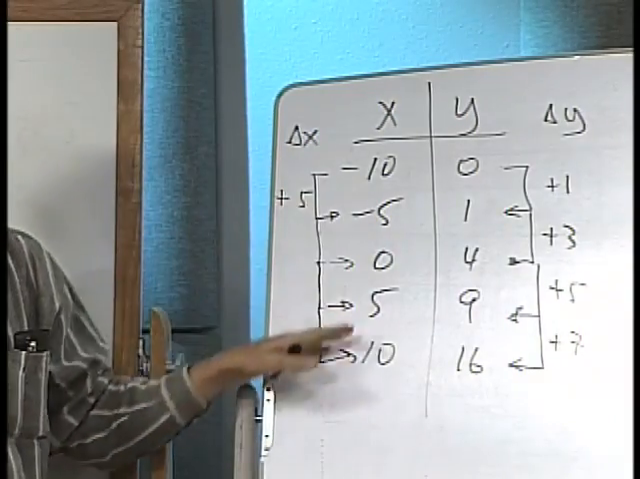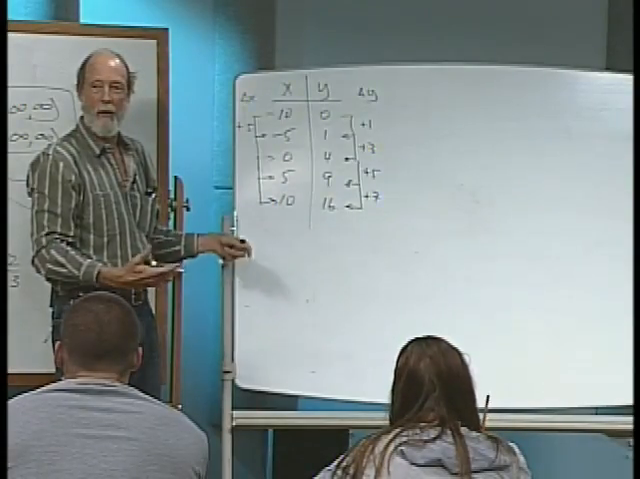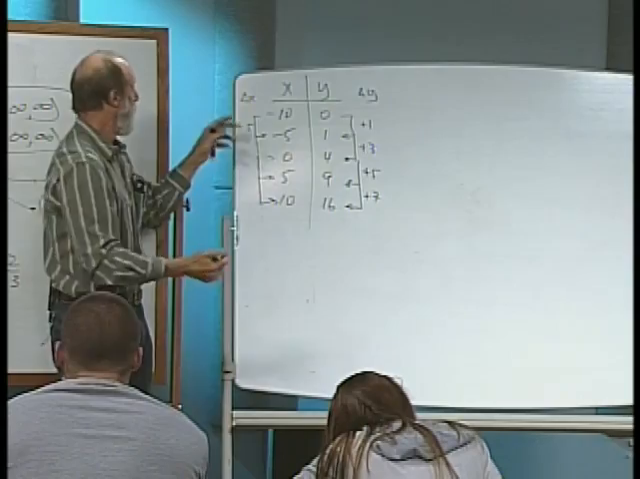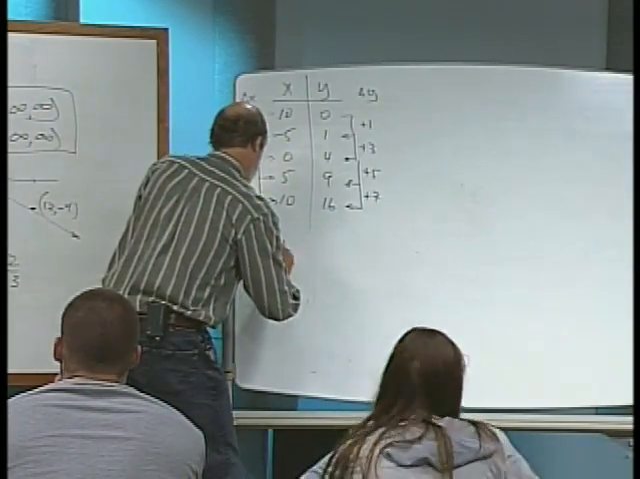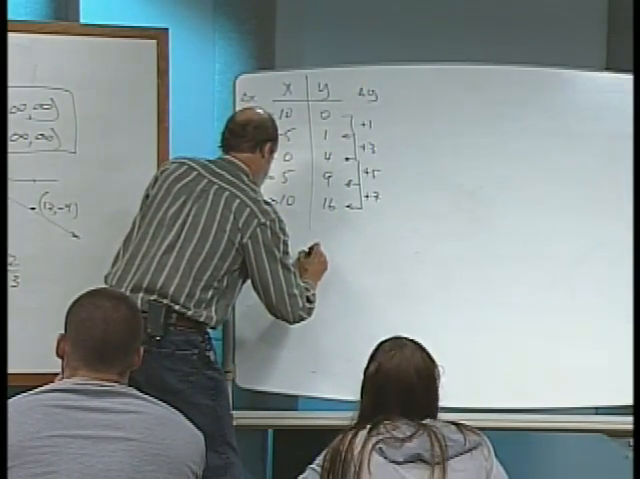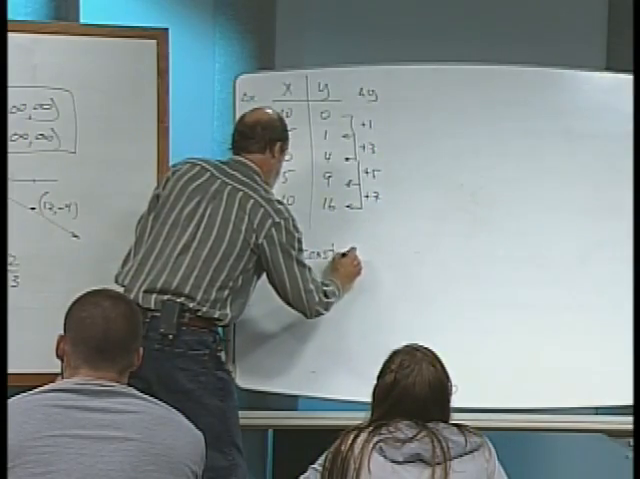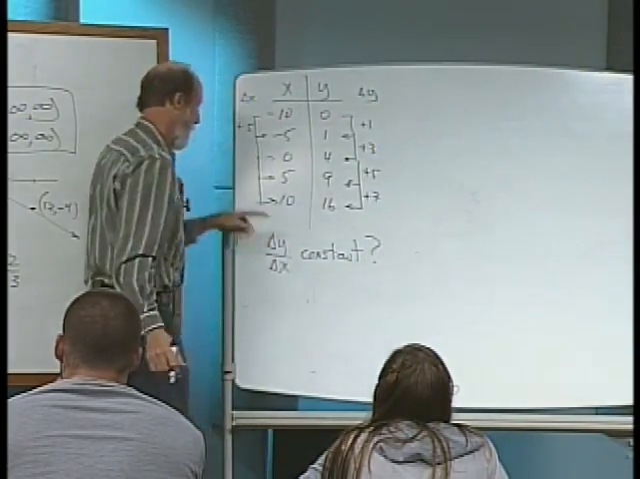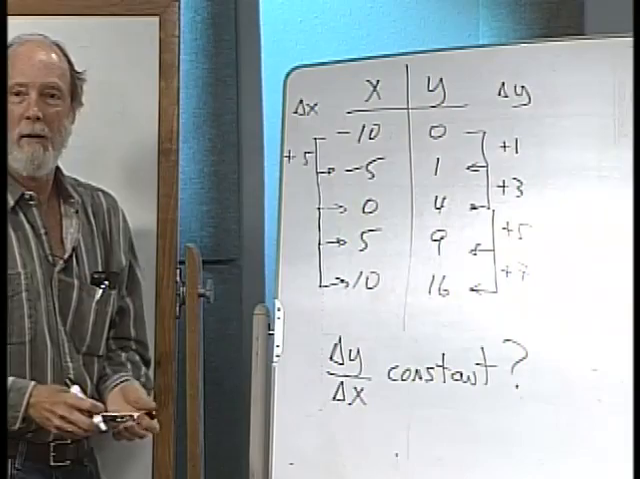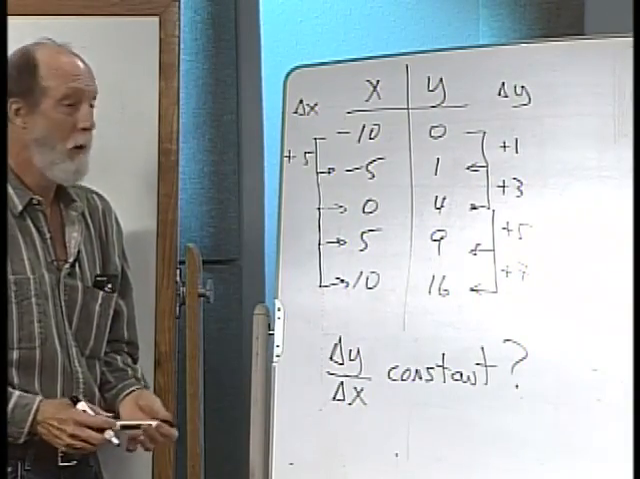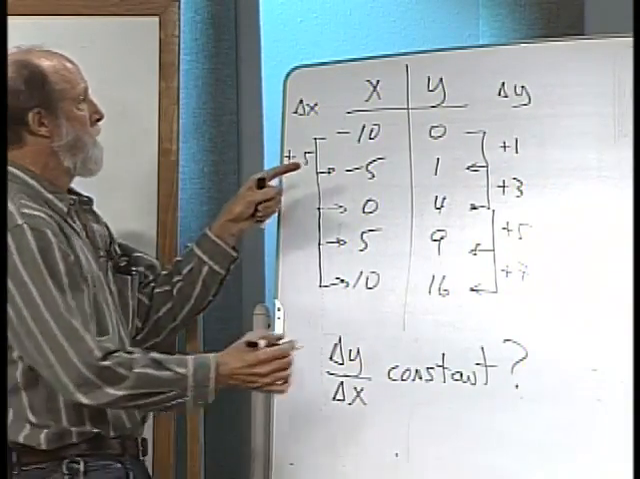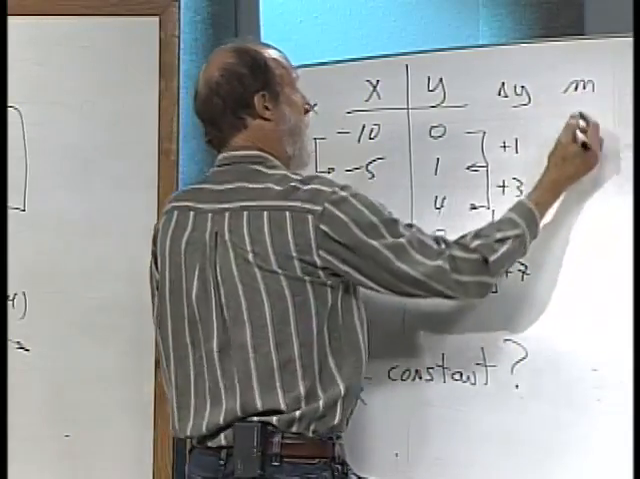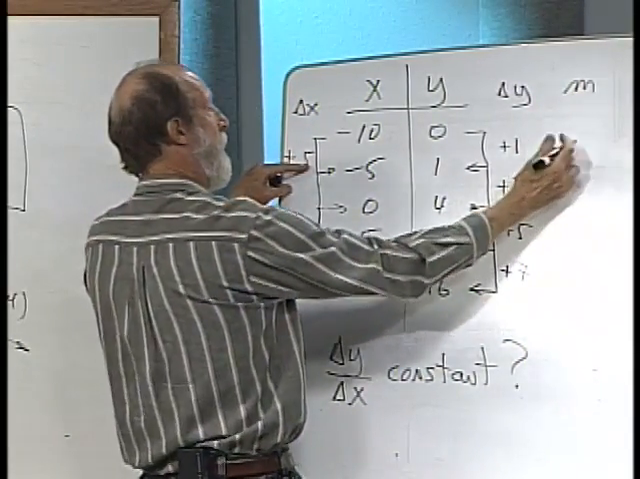So is this data linear? Is there a constant change? No, it's not, is it? It's not. What's the slope between these first two data points?